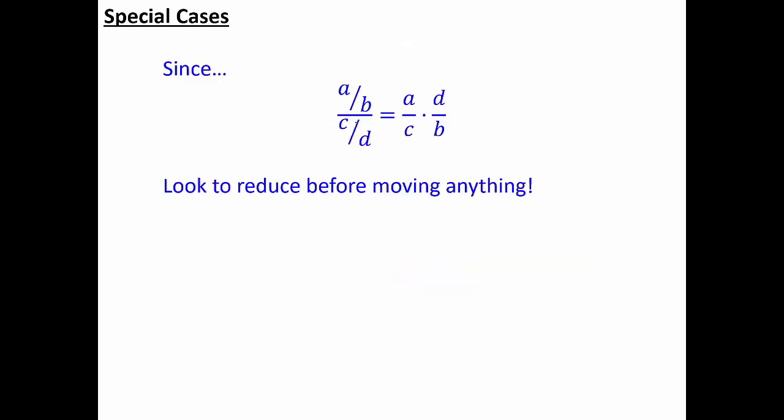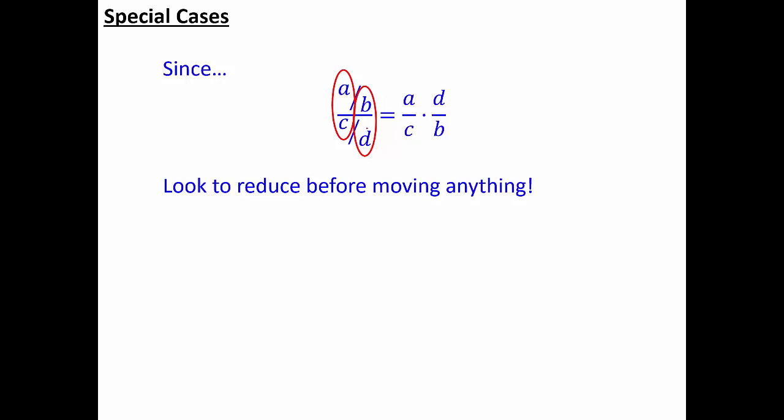Remember that a over b divided by c over d is equivalent to the statement a over c times d over b, which means a over c can be reduced just like d and b can be reduced. Those are vertical fractions and you can reduce vertically. So when I see fractions within fractions, before I move the b down and the d up, I could start by simplifying a and c.